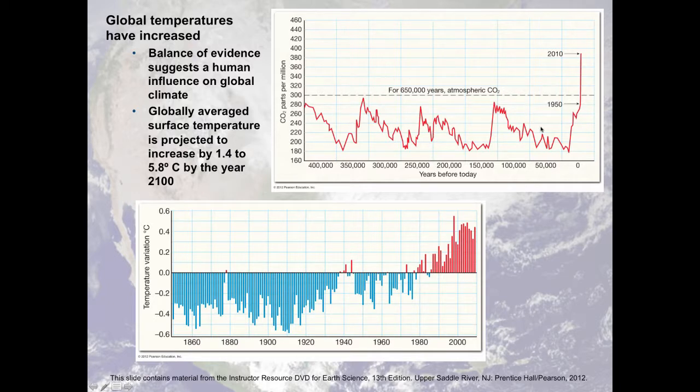What we also know is that the concentration of carbon dioxide in the atmosphere since 1950 has gone from 280 parts per million to 391 in 2010. Now it's actually at 400 ppm. If we could update this graph in 2012, it would be right up here at 400 ppm.